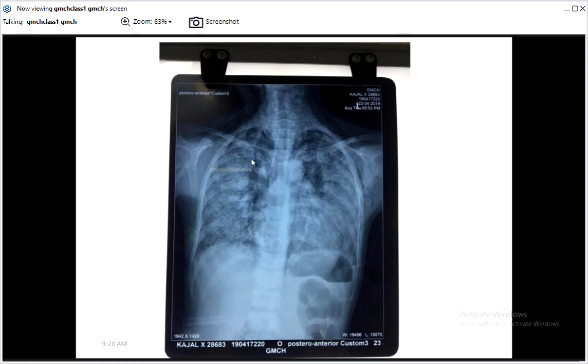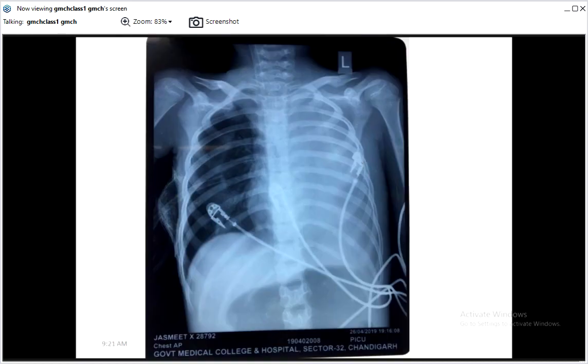So this is extensive radio opacities on both sides. You can see some air in the subcutaneous spaces also. So this is also an evolving subcutaneous emphysema. You can see air up to these places. So this could not be because of lung pathology alone. Lung pathology will definitely be there, but this picture is suggestive of subcutaneous emphysema.